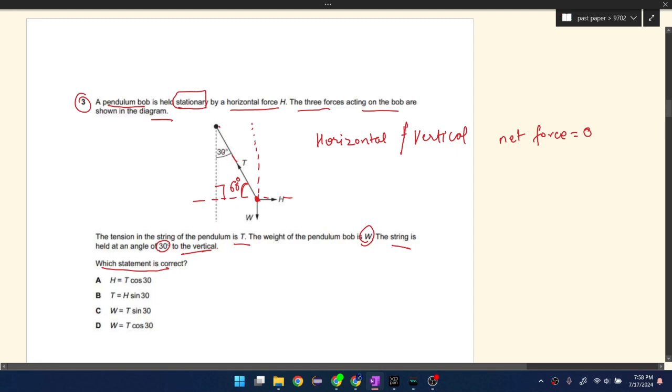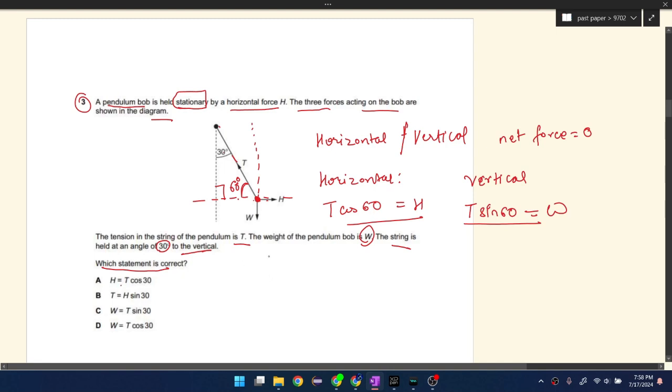Alright, so now what are the horizontal forces? Here we have T cos 60 is equal to H, because they both cancel out and the resultant horizontal force is 0. For vertical, we have T sine 60 is equal to W. Got it? These two we obtain. Now we look at the options.